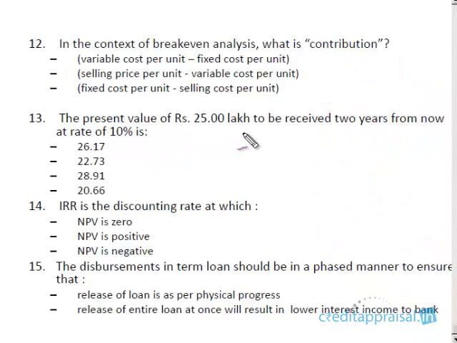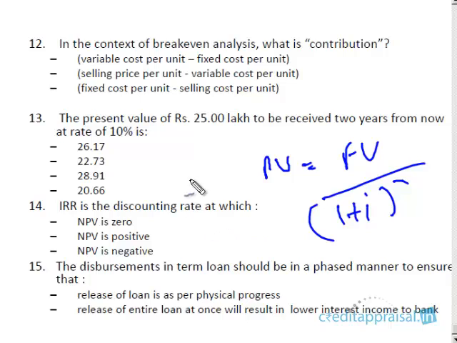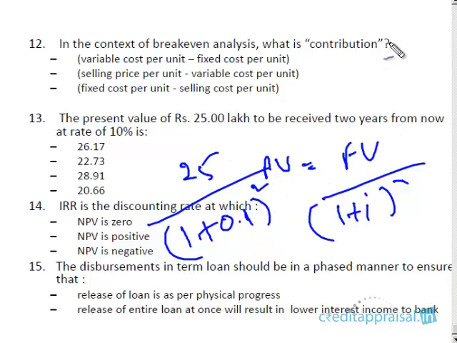Question 13. The present value of rupees 25 lakhs to be received 2 years from now at the rate of 10% is what? There are some options you have to calculate. If you remember, we had a formula for present value. Present value is future value by (1 plus i) to the power n. So here we have to calculate 25 by (1 plus 0.1) to the power 2 years. So this is 25 by 1.1 square, so this is 25 by 1.21.